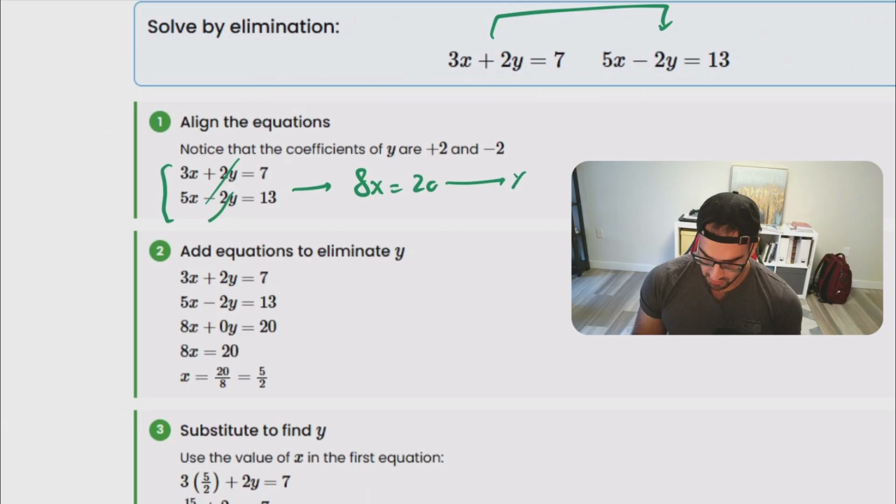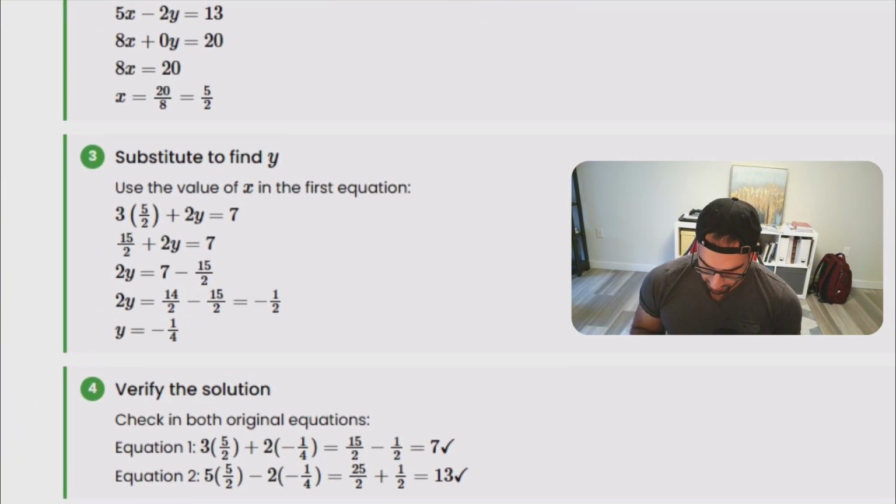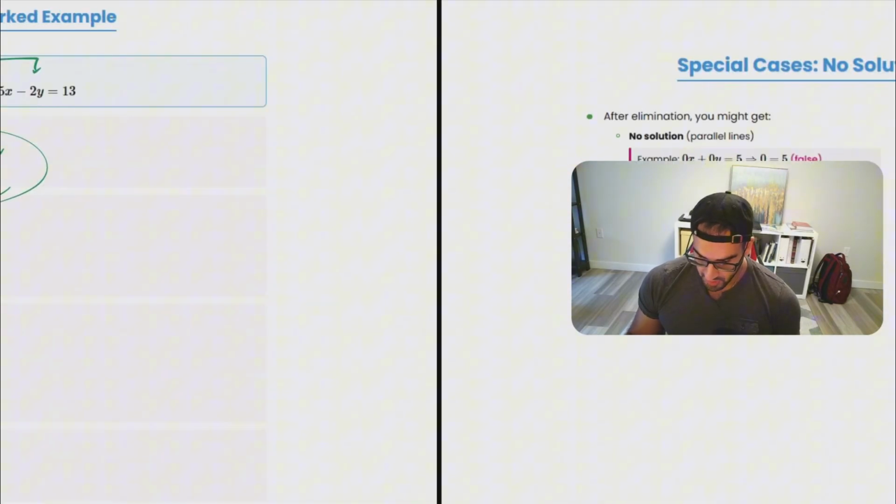So you can find the x, whatever that is, 20 divided by 8. And after that, you can find the y itself. Simple as that. Again, remember, you have to verify the solution. It means that whatever x and y you found, you have to put them inside those equations and make sure those equations are going to be right.